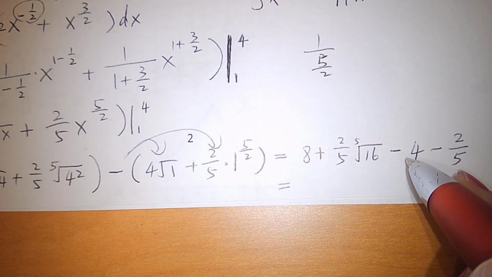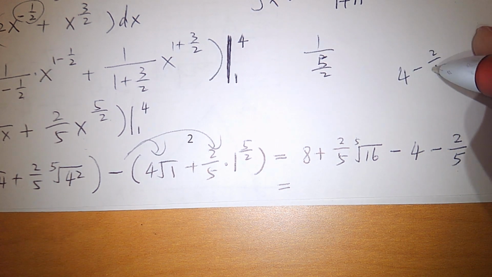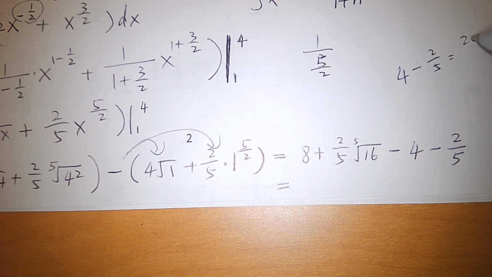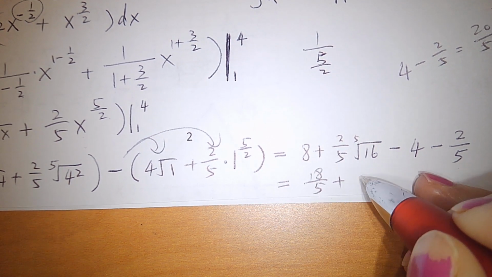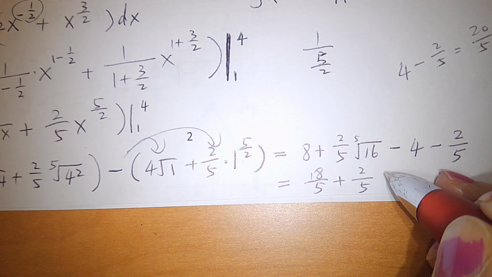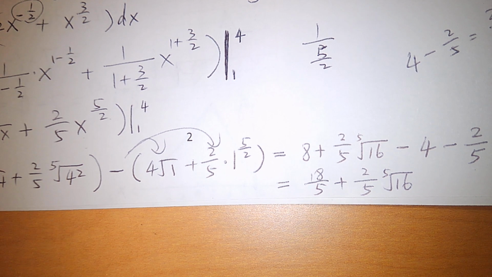A minus 4 is what? 4, right? 4 minus 2/5 gives us what? 20 over 5 minus 2 over 5. This is 18 over 5, right? Plus what? 2/5 times the 5th root of what? 16.